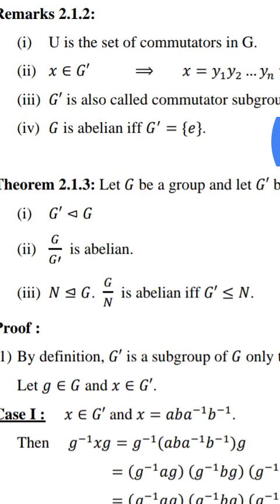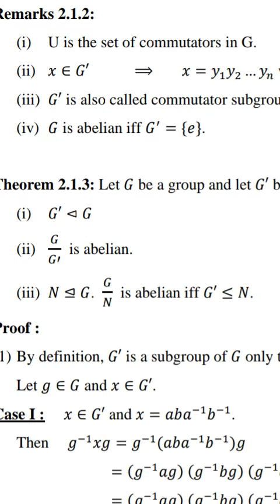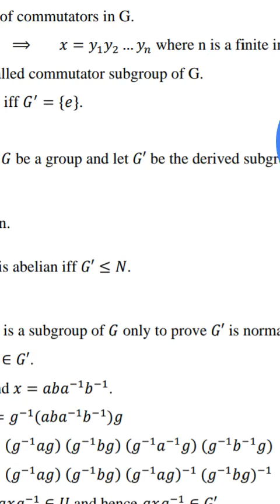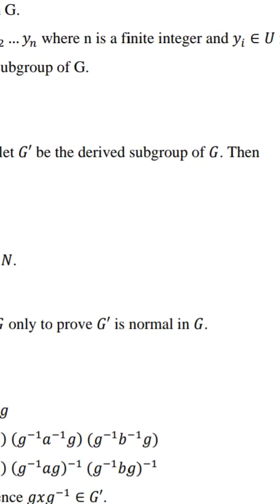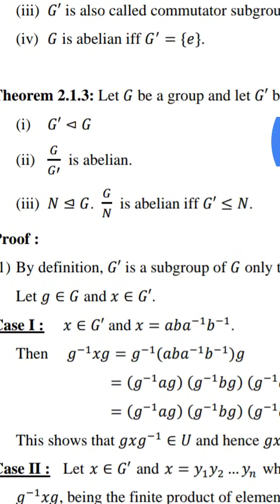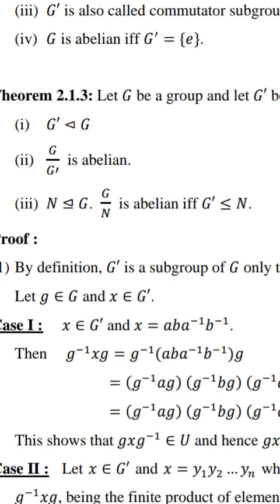Next theorem. Let G be a group and let G dash be the derived subgroup of G. Then first, G dash is normal in G. Second, G by G dash is abelian. Third, N is normal in G and G by N is abelian if and only if G dash is a subgroup of N.